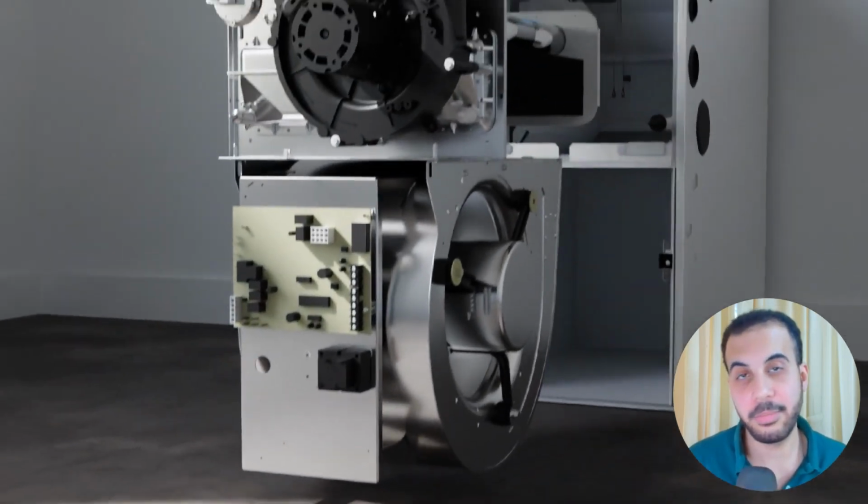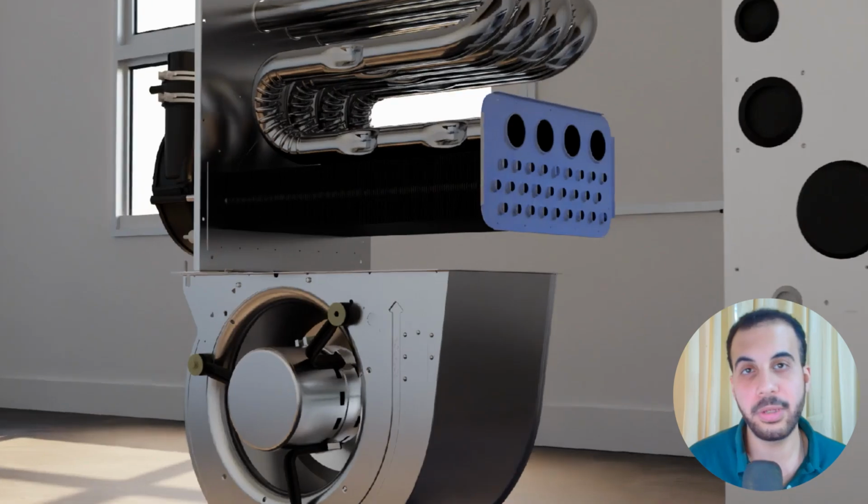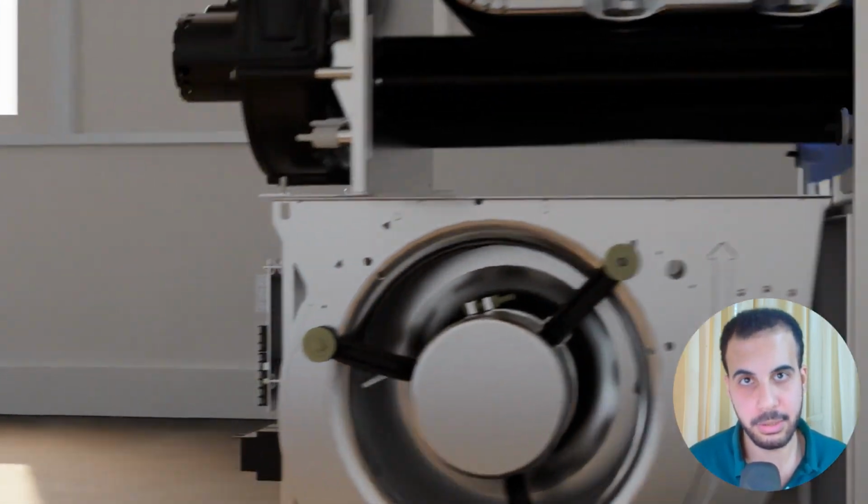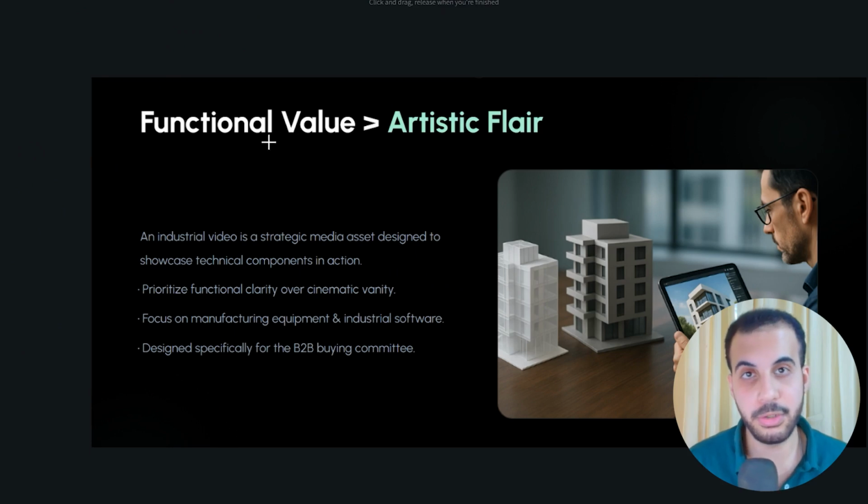It is a strategic B2B media asset designed to showcase your technical components in action, and it should prioritize your functional value over the artistic one. I'm not saying that quality here is not important, but the first thing you should focus on is the functional value.